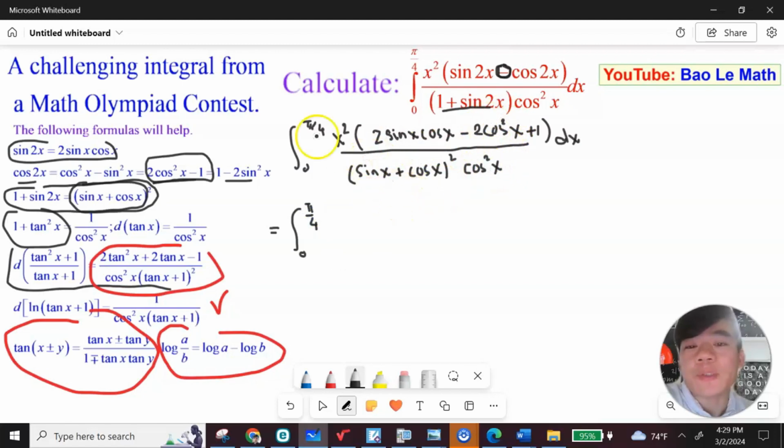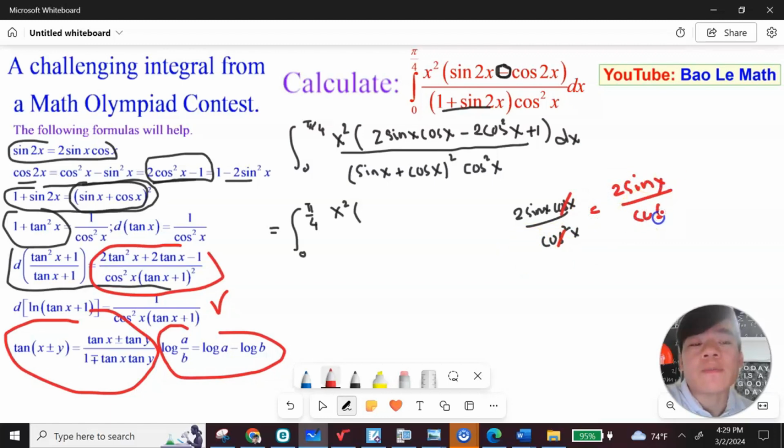So what if I do this? I will get s squared times this guy divided by cosine squared of s. So I have 2 sine of s cosine of s divided by cosine squared of s. One cosine is gone, I only have cosine of s on the bottom, so I have 2 sine of s over cosine of s, which is 2 tangent s. So I have 2 tangent s right here.